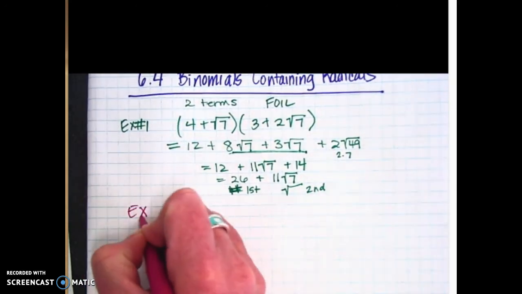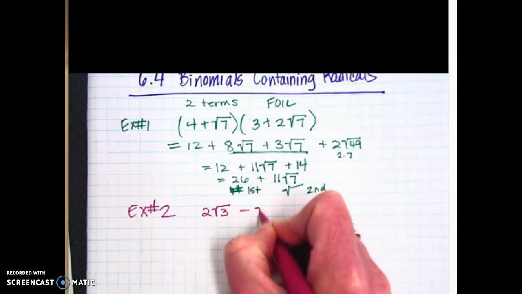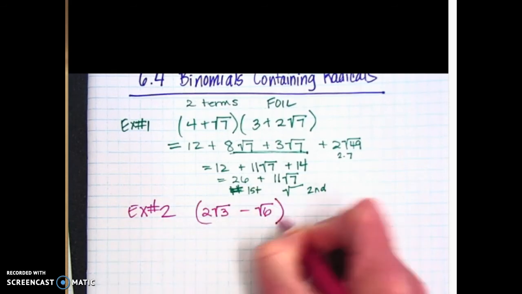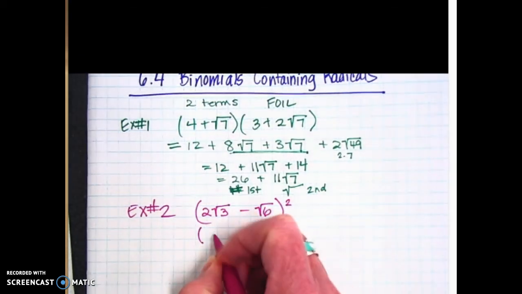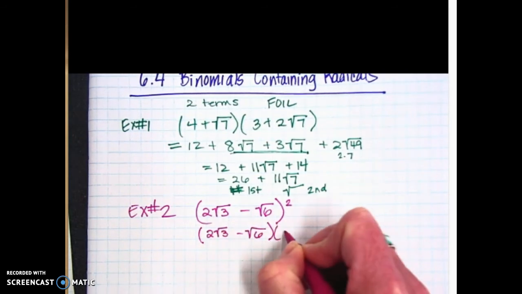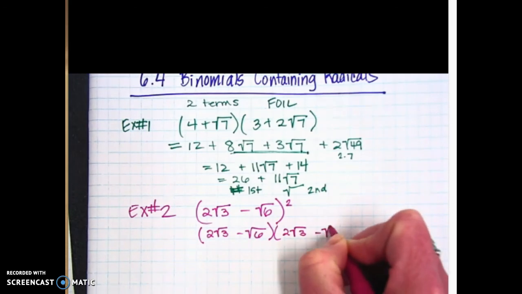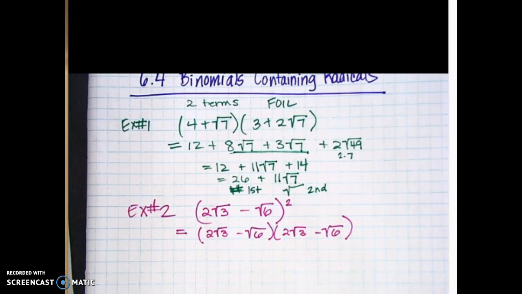All right, example number 2, if we have 2 square root of 3 minus the square root of 6, and then we have it squared, right? There is a pattern that you can follow, but I think it's just as easy to FOIL. But if you have the pattern memorized, then go for it. But I'm going to show it using FOIL. So I'm going to do 2 square roots of 3 minus square root of 6 times 2 square root of 3 minus the square root of 6. It just helps me visually to write it out.